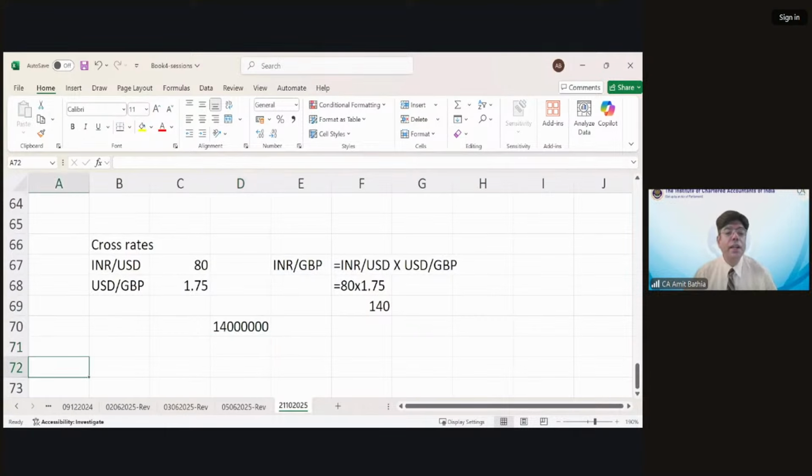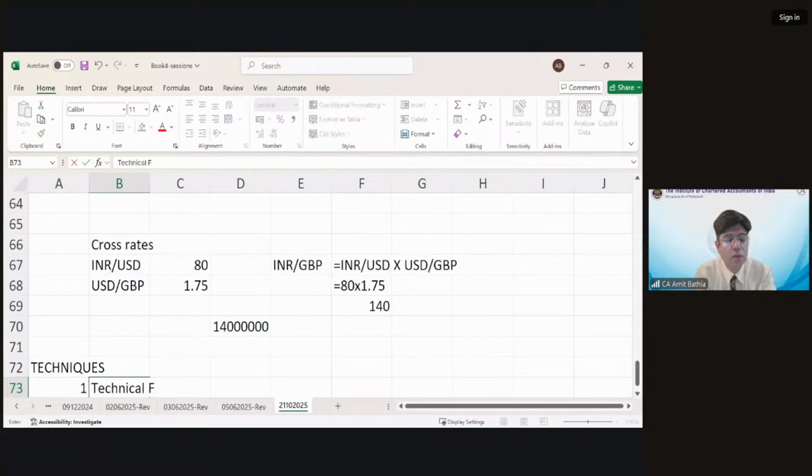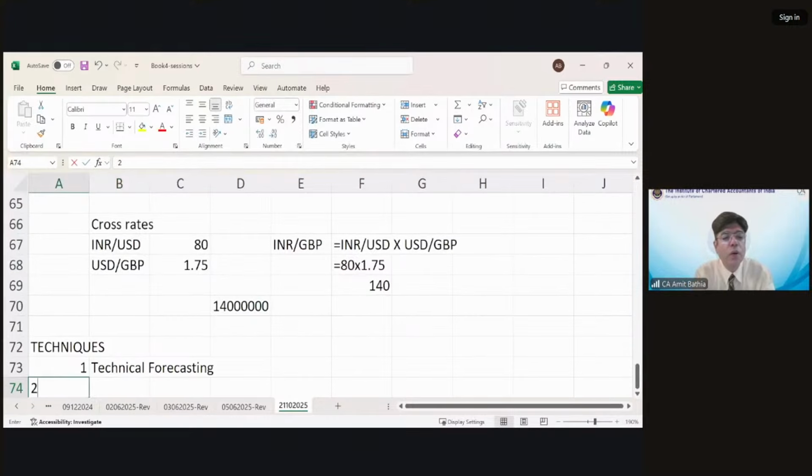So what are the different techniques of exchange rate forecasting? So first is technical forecasting. So how do I go about doing technical forecasting? What do you mean by technical forecasting? Yes, any ideas? How do we go about doing technical forecasting?